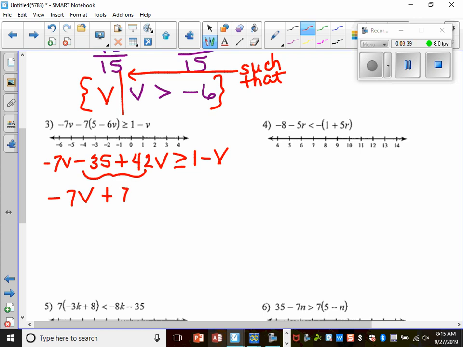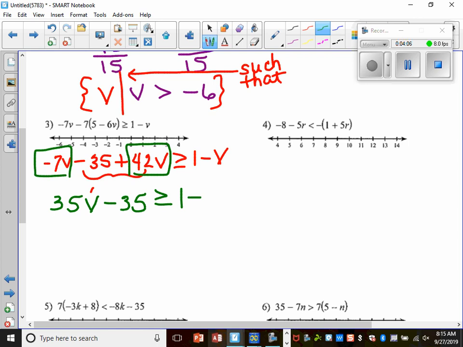All right, hold on. Did I skip a step? Oh, okay, my fault. So we'll go back and, right, we can't combine those. We can combine the 42 minus 7, and that'll give us what? Right, so we should be combining this and this. So that'll give us 35v minus 35 is greater than or equal to 1 minus v.